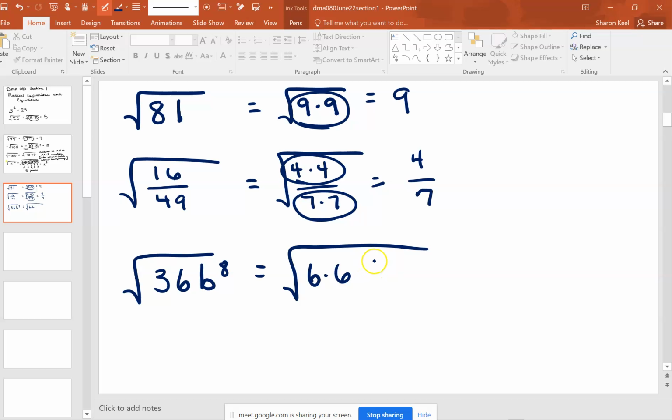For this, you've got 6 times 6 is 36. And then you would have, I'm just going to write b to the 8th. So you got your pair of 6s. And if your index is a 2, 8 divided by 2 is going to give you a 4.